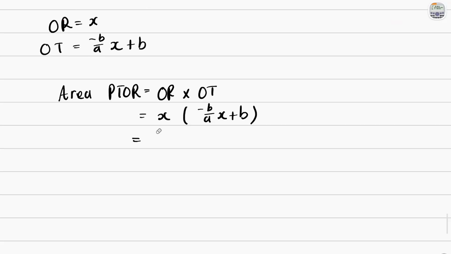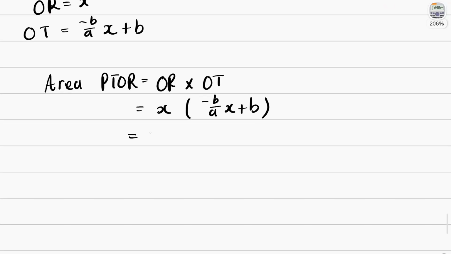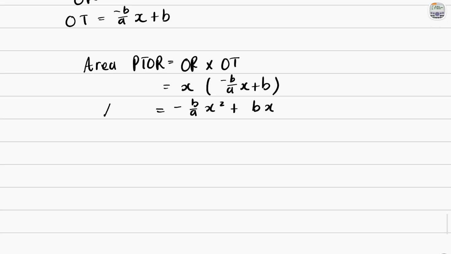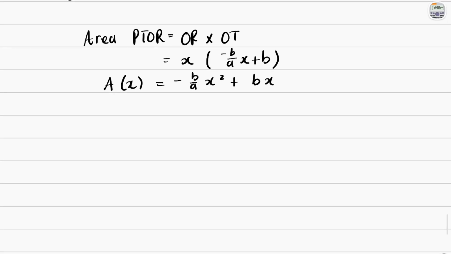So this is equal to, and we can just distribute. If we distribute, we get negative b over a x squared. You see, it's already quadratic. And then x times b, which is positive bx. I'll call it bx so that it's in terms of x. So this is the area. Let's call it A of x. Found the area.